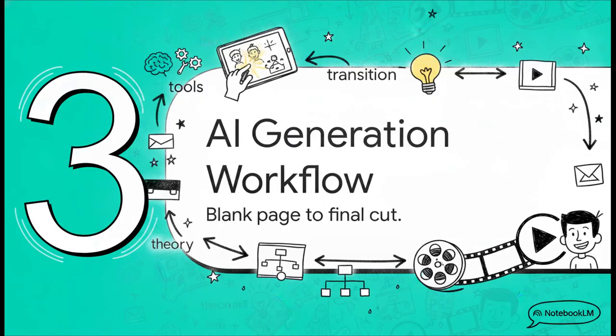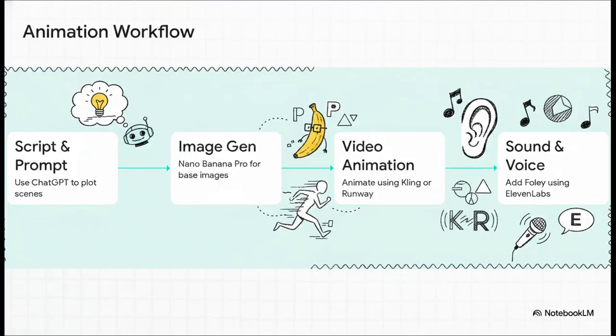All right, Section 3, the AI generation workflow. From blank page to final cut. So if you're looking to build a cartoon totally from scratch, here is your magic 4-step sequence. Step 1, you plot out the script and your scene prompts using a tool like ChatGPT.